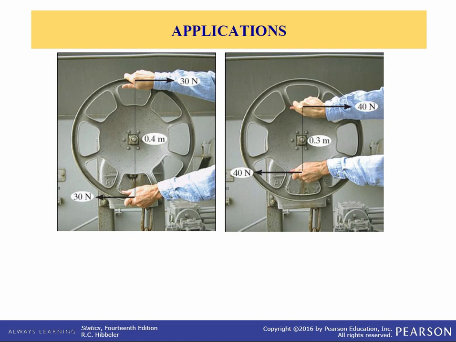Here we see a wheel being turned by a couple, and the force is 30 newtons here and 30 newtons here. That's equivalent to this couple here, which is a greater force, 40 pounds, but it's closer together. So the closer together it is, the greater the force that you need to make the couples equivalent.